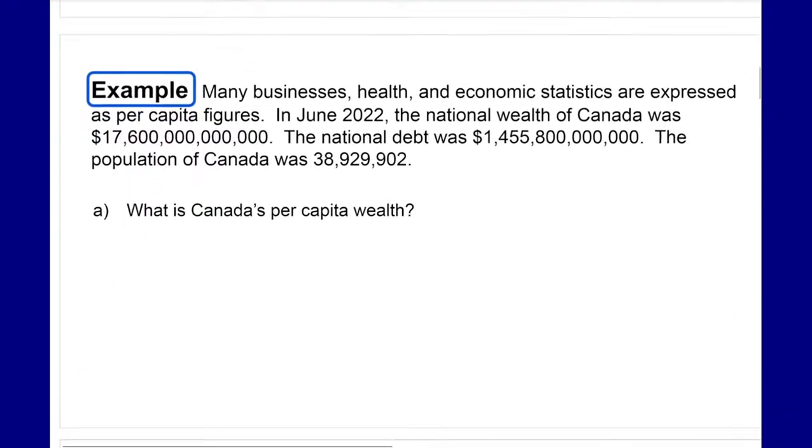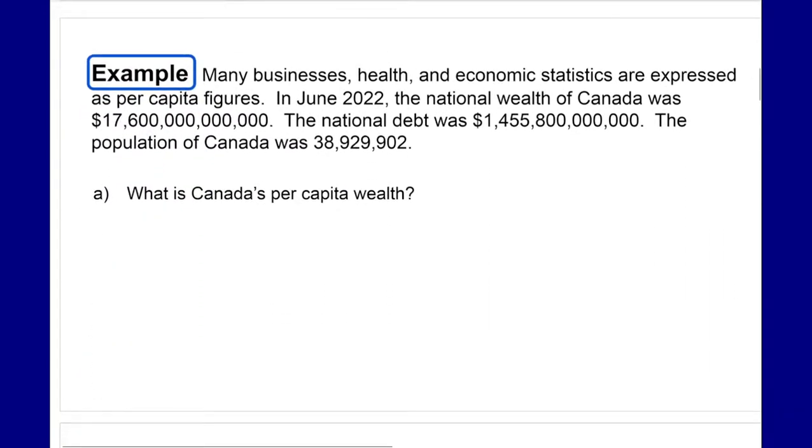So the first example we're going to look at, so many businesses, health, and economic statistics are expressed as per capita figures. In June of 2022, the national wealth of Canada was $17.6 trillion. The national debt was $1.45 trillion. The population of Canada was also 38,929,902. So we want to know what is Canada's per capita wealth. So we want to know what is Canada's wealth per person, or per the average person.